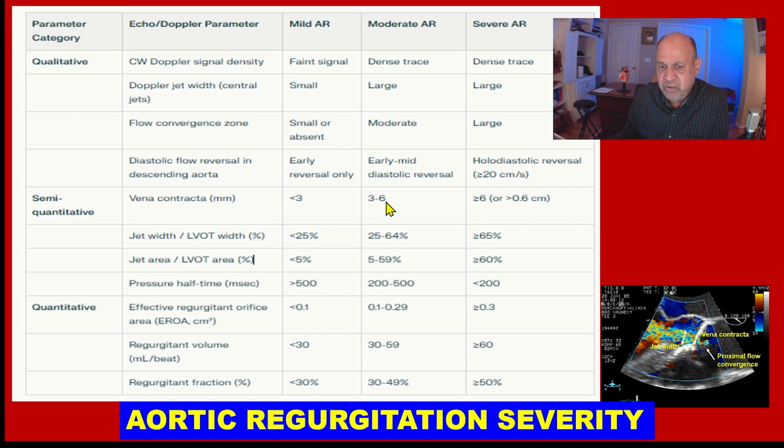3 to 6, that is 30 to 60% of the LV outflow tract, that's moderate. Greater than 6, it's severe aortic regurgitation. And of course, you measure the jet width and LVOT width. So if you look at, for example, let's go back here.